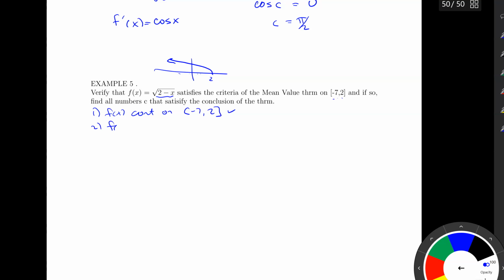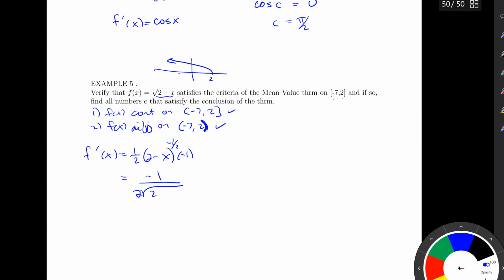Check. Is it differentiable between -7 and 2? Yes, because by taking off the 2, putting the round here, I don't include the endpoint. All right, so this one's got a little bit of a chain rule for the derivative, so I'm going to go slow. 1/2, 2 minus x to the -1/2 times -1. I'm not going to take the time to write it as the fraction that it is. So that's the derivative, right? Because solving for x, many times it's nice to have it written as a fraction.